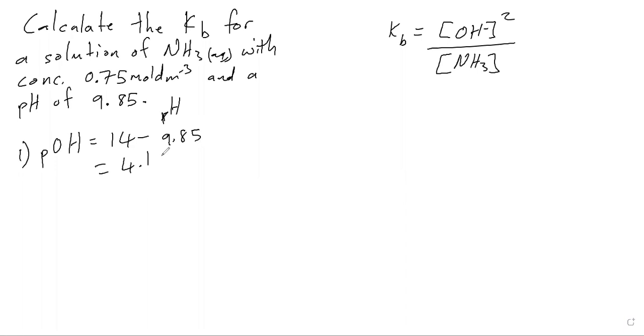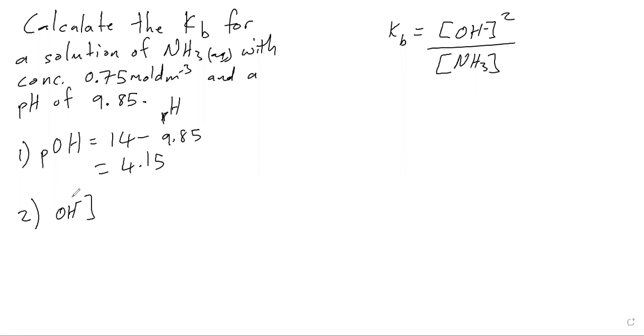Then you anti-log that. Why are you anti-logging? If you have pH and you want H plus, you anti-log the negative pH, right? So when you have pOH and you want OH, you anti-log the negative pOH. It's the same thing. pOH is for the base, pH is for the acid.